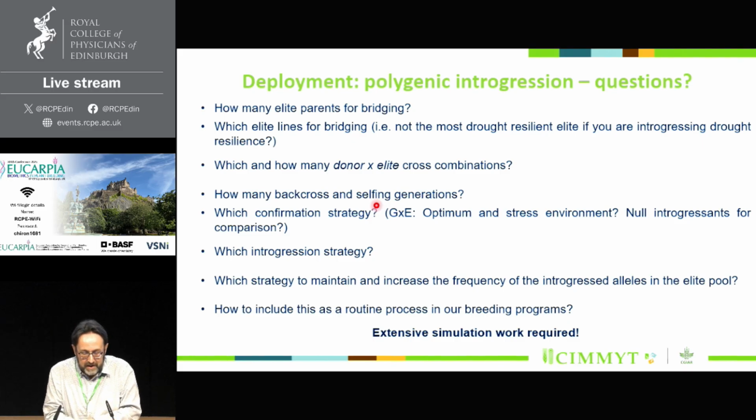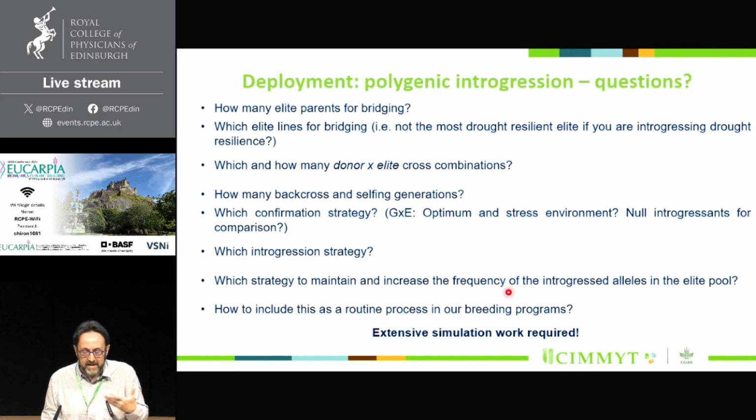Which and how many donor by elite combinations? How many backcross and selfing? Just the logistics of it. And also, how are we going to confirm this? Obviously, we want to look at the G by E, so we have to do the test crosses in optimum and stress environments. But what do we want to compare against? Because we need a baseline here. So maybe we have to have some lines that were the elite, but not introgressed as the comparison. We want null introgression. What is the introgression strategy, which you've seen before, but we can vary that.